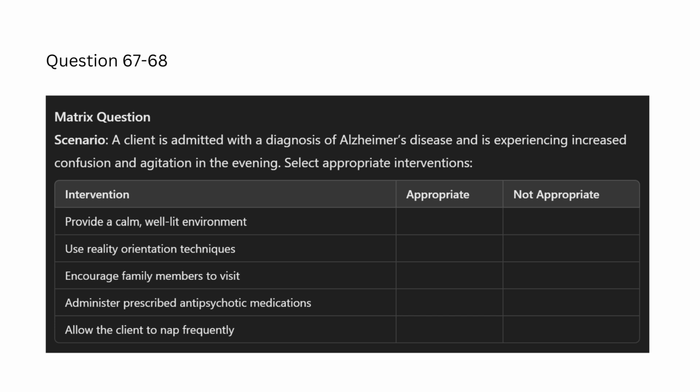1. Provide a calm, well-lit environment. 2. Use reality orientation techniques. 3. Encourage family members to visit. 4. Administer prescribed antipsychotic medications. 5. Allow the client to nap frequently.